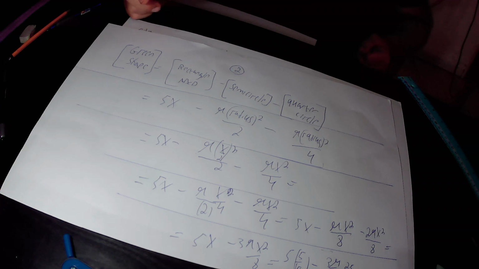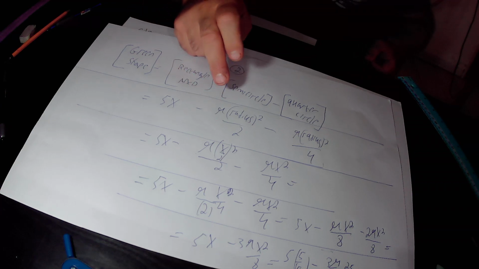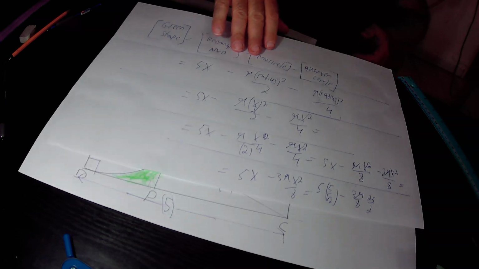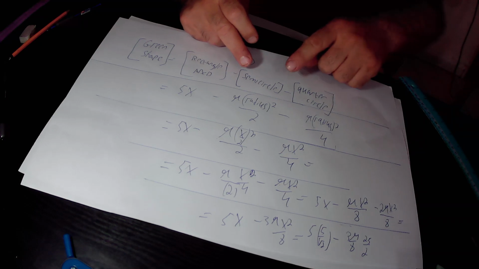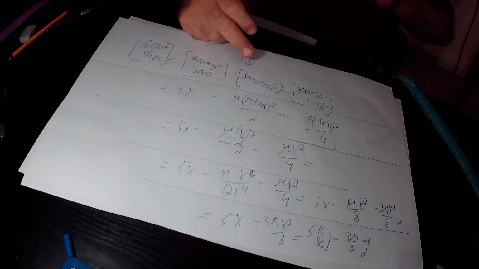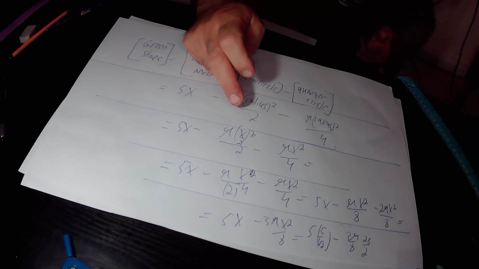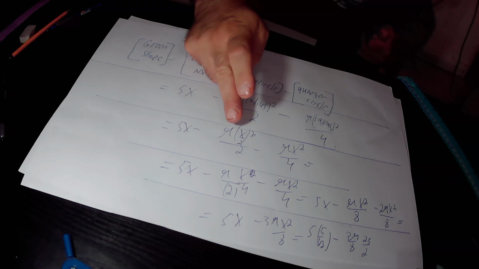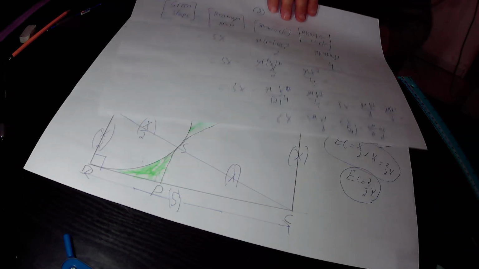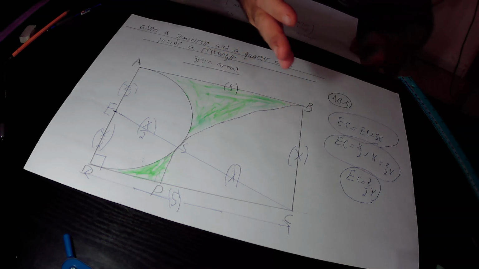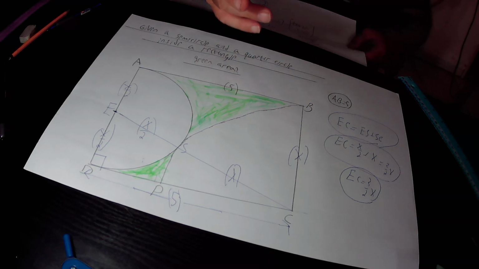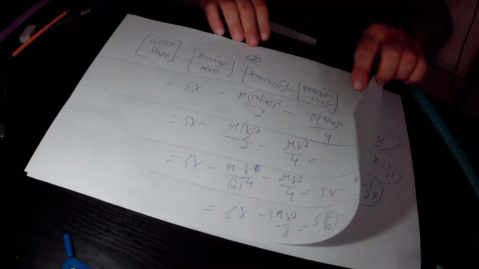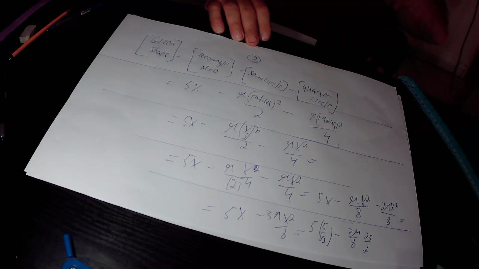So the area of the green shape in total equals 5x, and the radius of this semicircle is x over 2, therefore the area of the semicircle equals pi times x over 2 squared divided by 2, minus the area of this quarter circle. The radius of this quarter circle is x, therefore its area will be equal to pi x squared over 4.